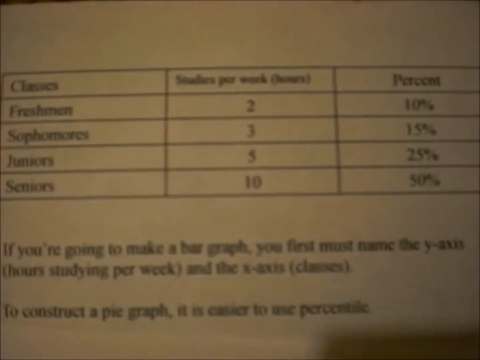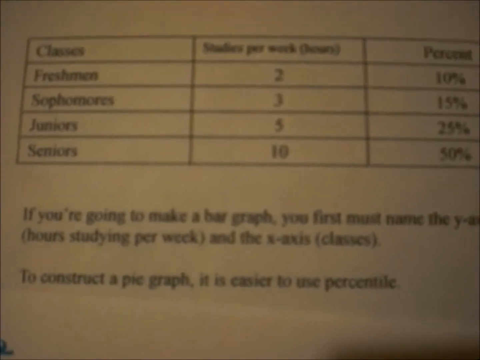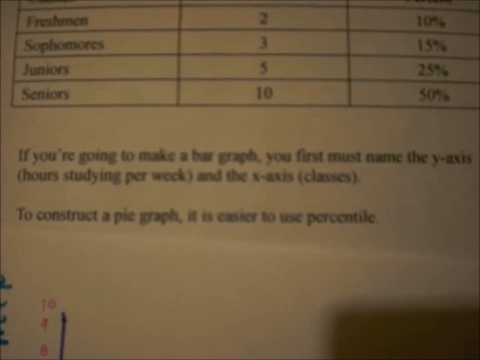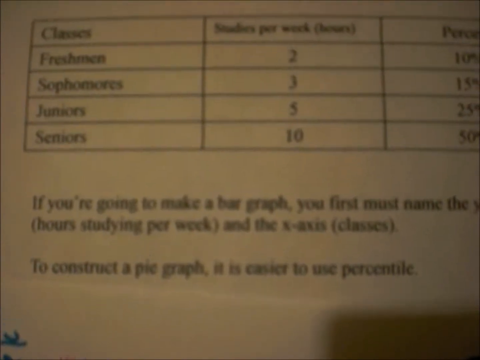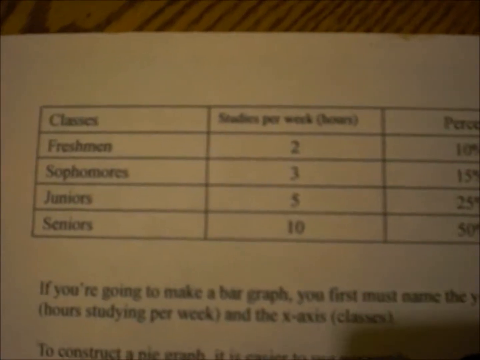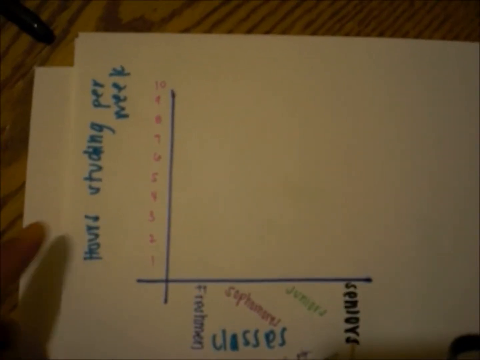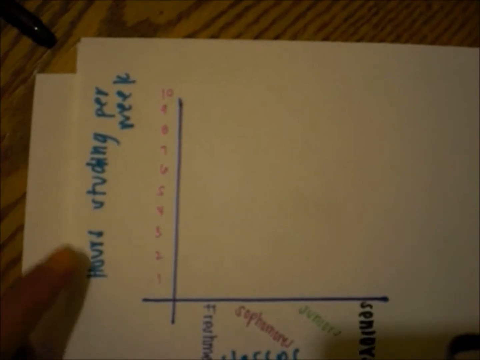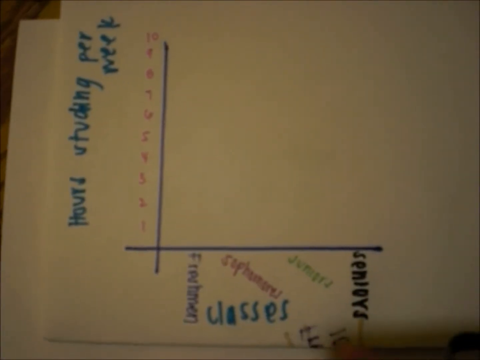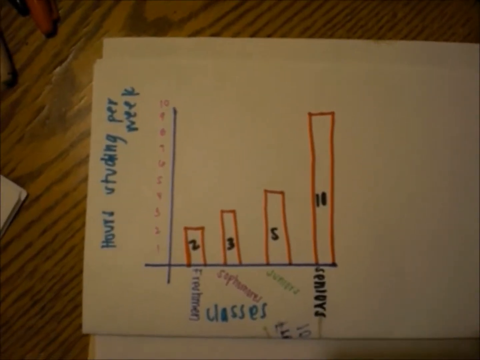Here's some data to help construct a bar graph. If you're going to make a bar graph, you first name the y-axis, hours studied per week, and the x-axis, which is classes. And here is the data. And here is how to make a bar graph. Here's hours per week, which is the y-axis, and the classes. And here's a bar graph with the data that I put on.